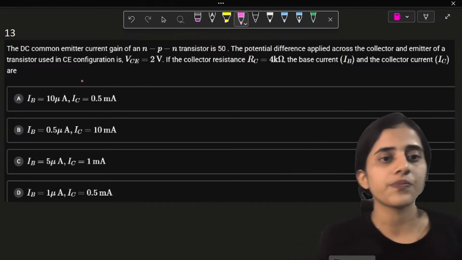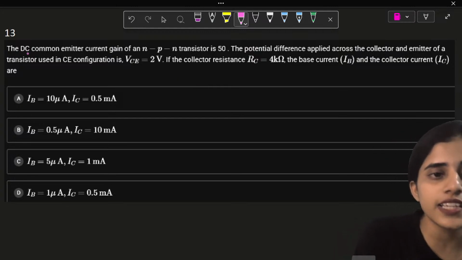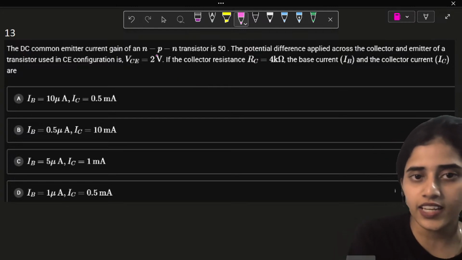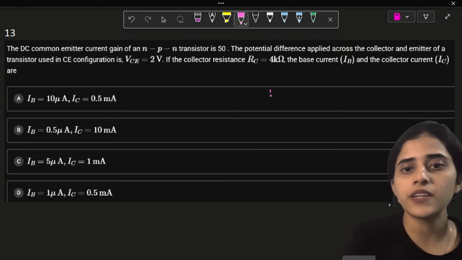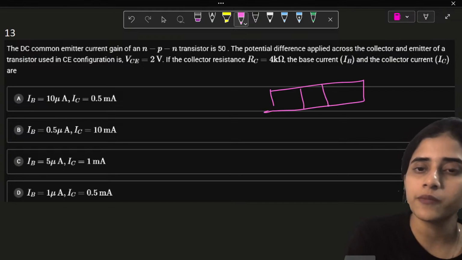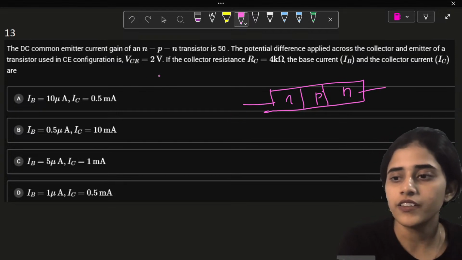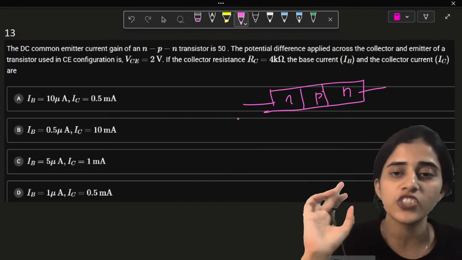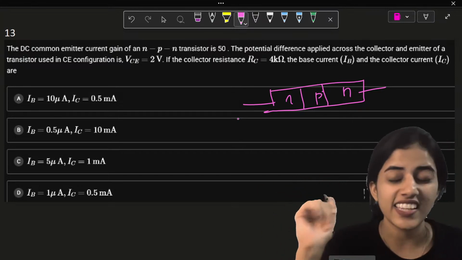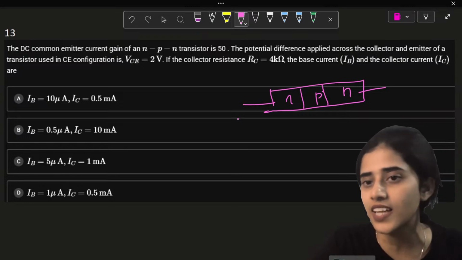Okay, next question. Next is for a transistor again. The DC common emitter current gain of an NPN transistor is 50. Okay, what is an NPN transistor? This is an NPN transistor. So the DC common emitter current gain of an NPN transistor is 50. Gain is 50. The potential difference applied across the collector and emitter.